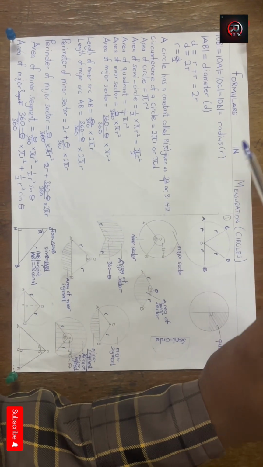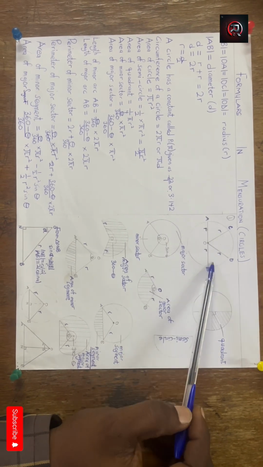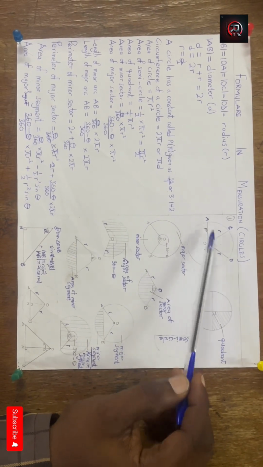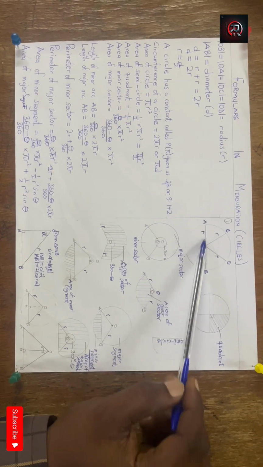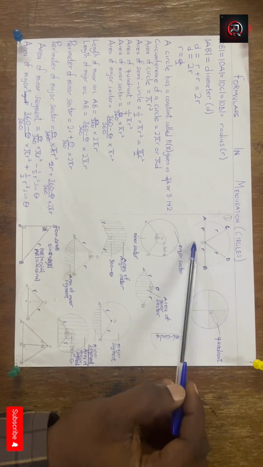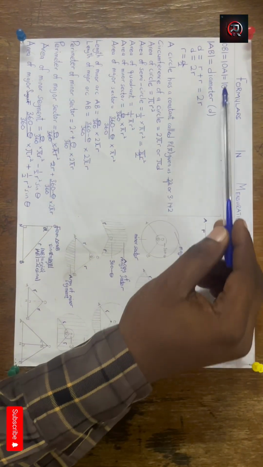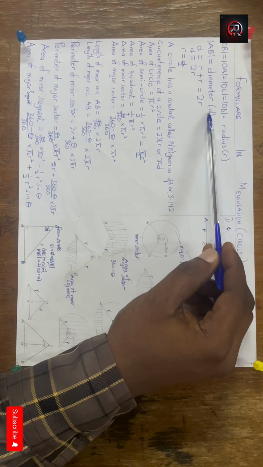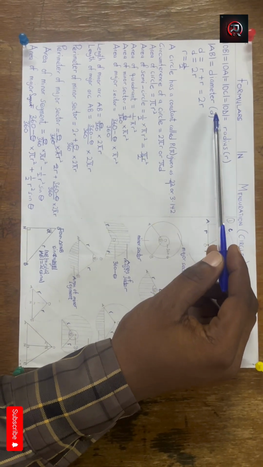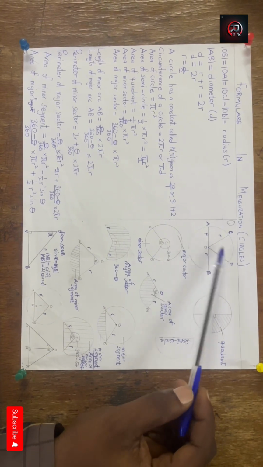represented by small r. We also have a line AB. Line AB, we can say that it passes through the center of the circle, which means it divides the circle into two equal parts. So line AB is called the diameter, all right, and it's represented by small d, as we can see here. So diameter is a line that divides the circle into two equal parts.